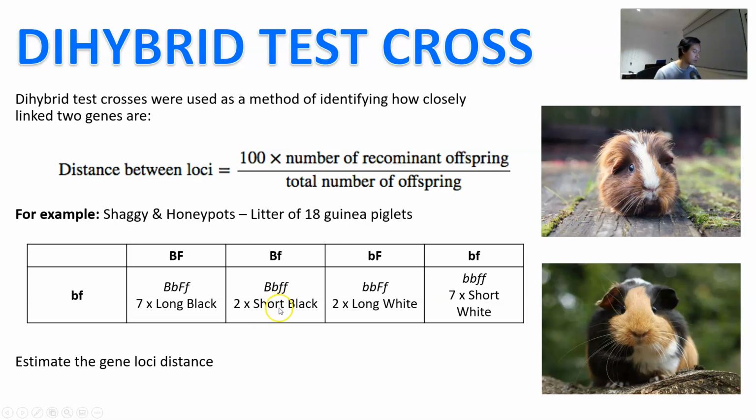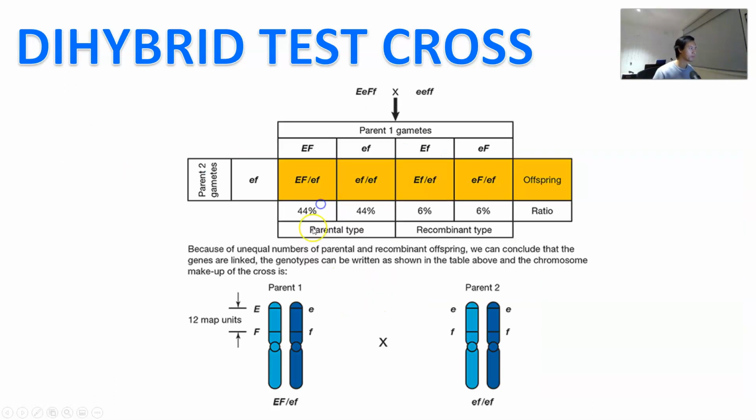So I can use my calculator and go, what's 4 divided by 18? That's about 0.22, times 100. So yeah, 22 map units apart. So the distance between the loci of the genes is about 22 map units. Why? Because there is a 4 out of 18 chance of the recombinant offspring occurring, right?